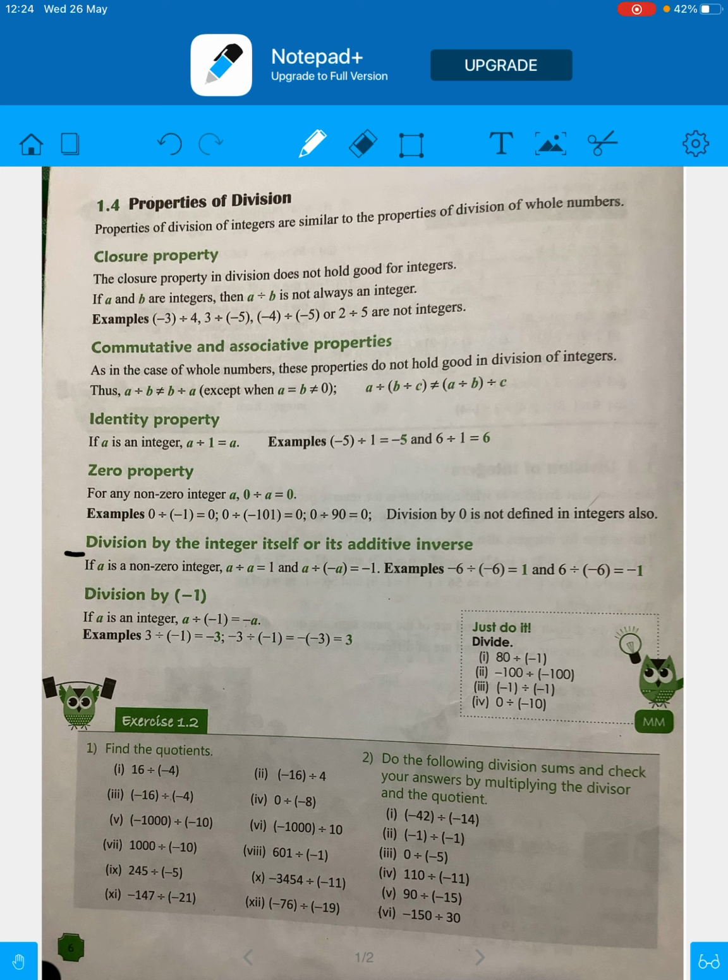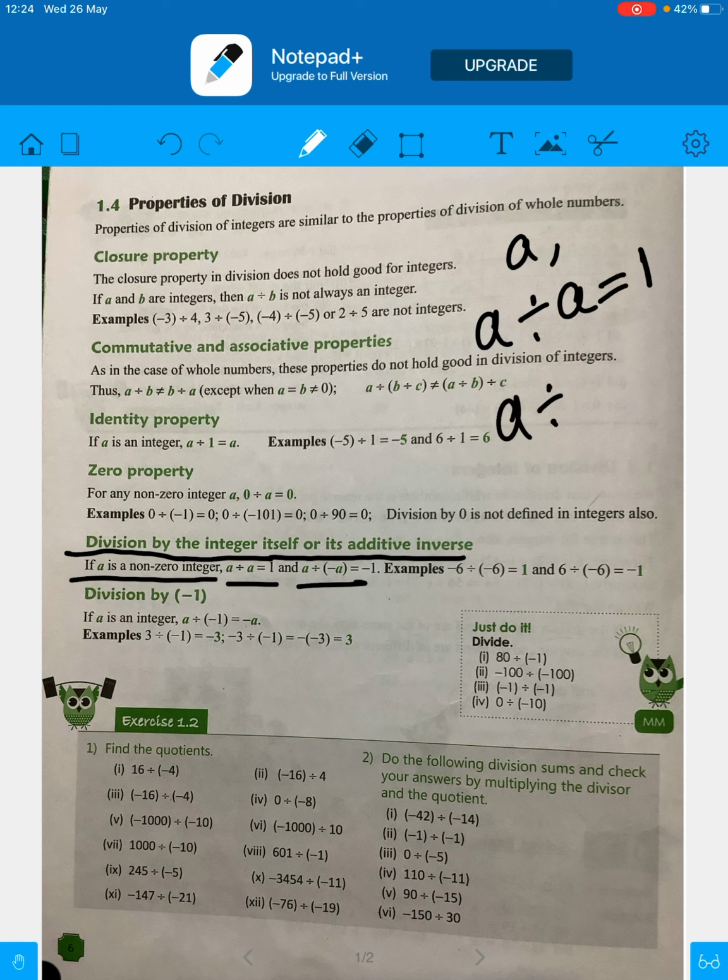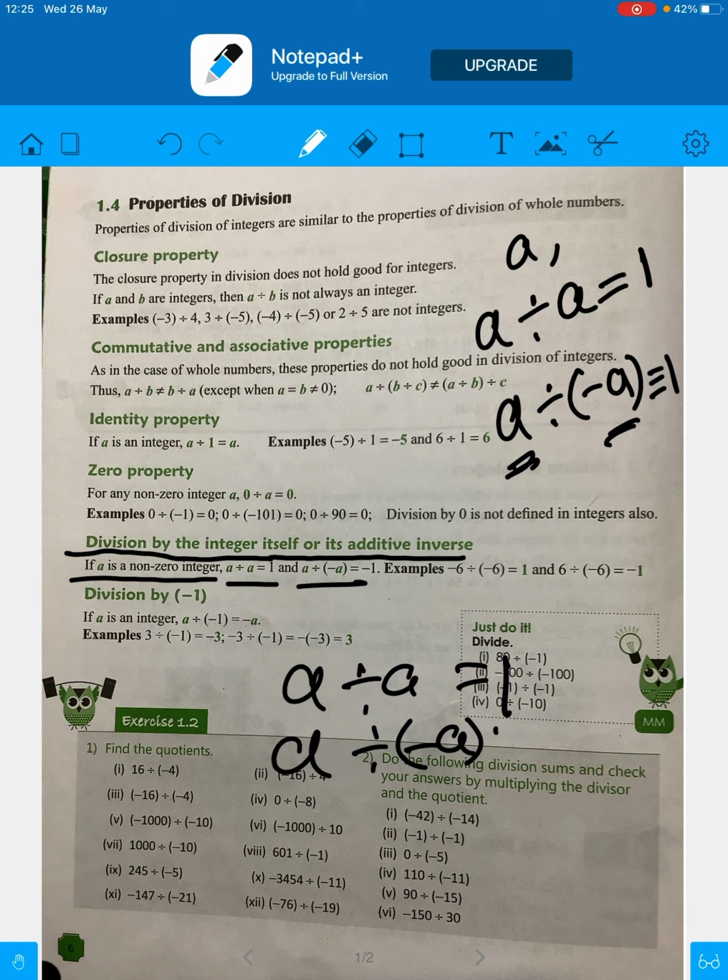Next is division by the integer itself or its additive inverse. If a is a non-zero integer, a divided by a is equal to 1, or a divided by minus a is equal to minus 1. If a is an integer, a divided by a gives 1. Minus a is known as the additive inverse. If you put a minus sign on any number, that is the additive inverse of that number. So a divided by minus a is equal to minus 1. a divided by a is equal to 1.